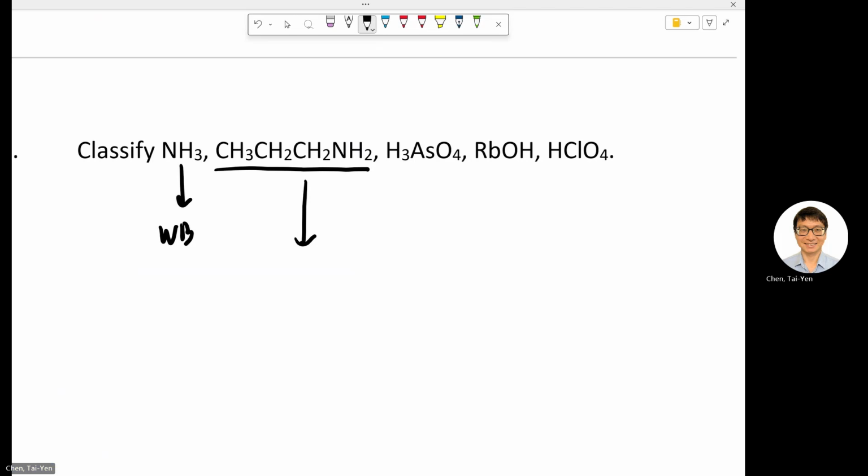Weak base. How do you know it's a weak base? Which part should you focus on? Yes. You want to start to pay attention. How many atoms are attached to your N?